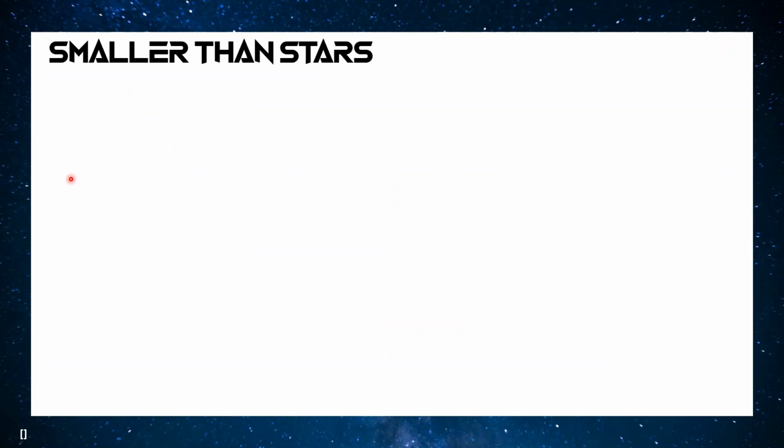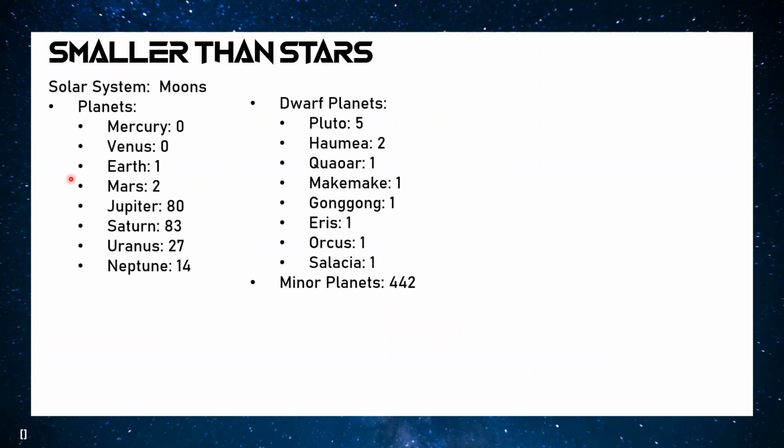Okay, let's walk through the number of moons in our solar system. This is for the actual planets. Mercury and Venus have 0, Earth has 1 moon, Mars has 2, Jupiter and Saturn have 80 and 83 respectively, Uranus has 27, and Neptune has 14. Among dwarf planets, Pluto actually has 5, and another has 2.